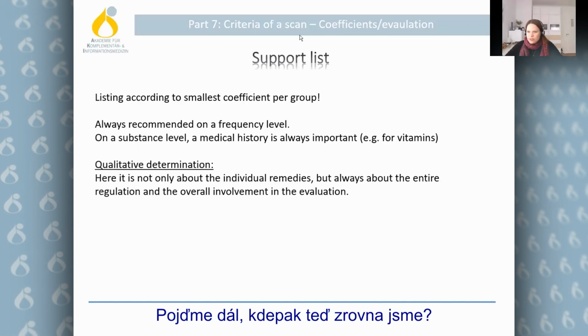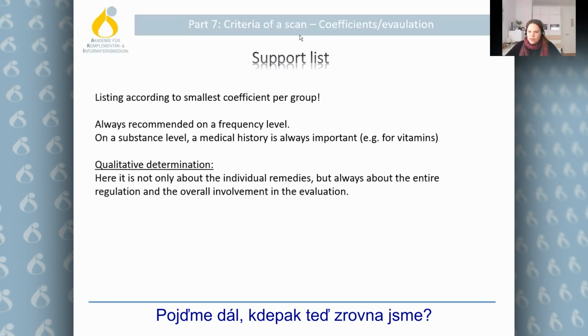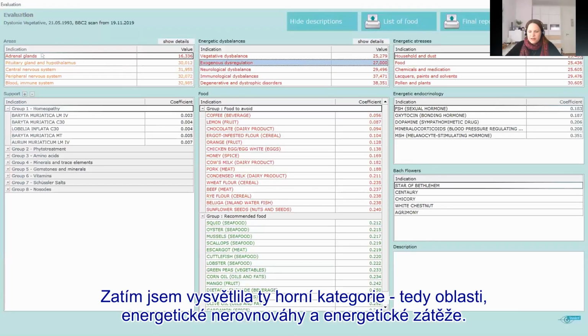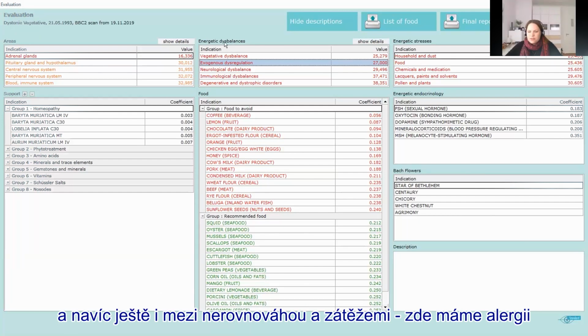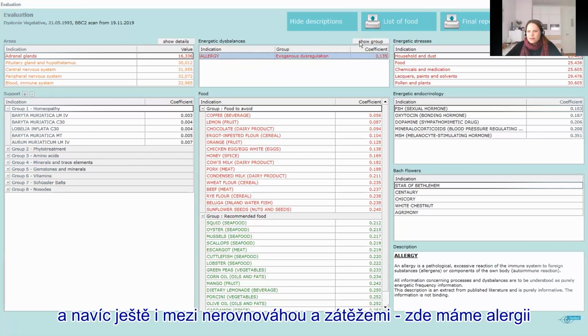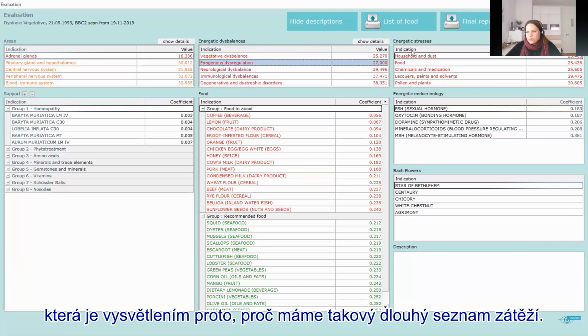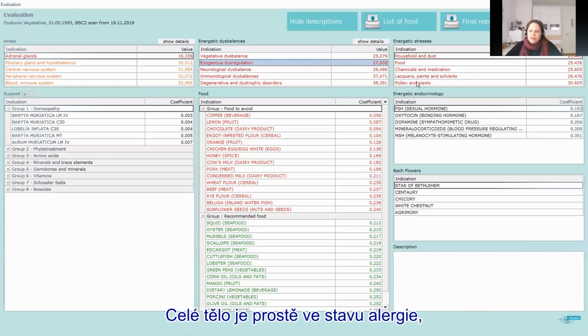So let's go on. Maybe I'll just show you where we are now. What I try to explain are the upper categories, so the areas, the energetic disbalances and the energetic stressors. This is one scan I show really often because it shows the connection between the areas and the energetic disbalances on one hand, and what we had before between the disbalances and the stressors. So we had the allergy, where we have a long list of stressors because the whole body is in an allergic state, so it reacts to everything that comes from outside.